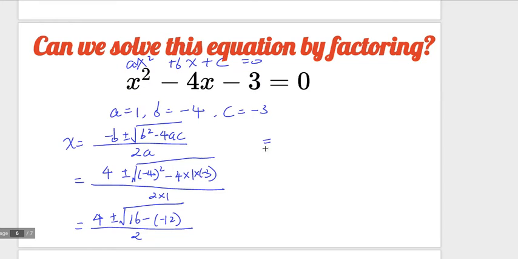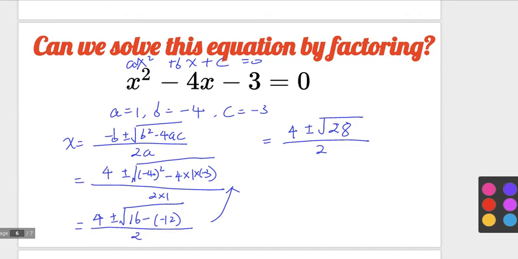We can continue here. So we still continue like this, 4 plus or minus. So it becomes 16 minus minus, which will become plus: 16 plus 12, which is 28. So some students might wonder, are we finished? Is that technically it? This is actually our solution.